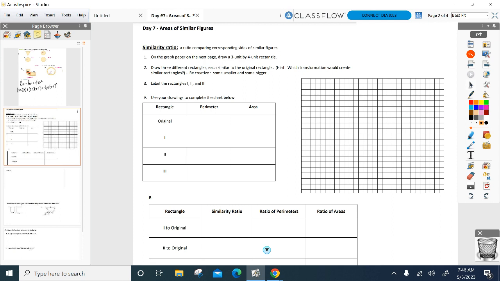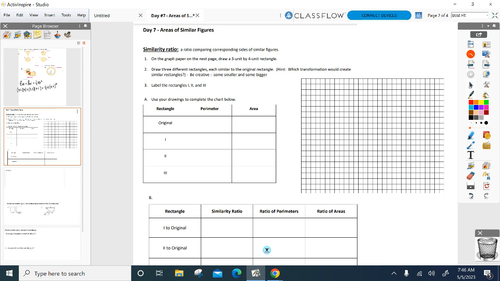What I would like you to do right now is make a 3x4 rectangle for me. All right? 3x4 rectangle on that piece of graph paper. So 1, 2, 3, 1, 2, 3, 4. Three by four. And this is what we're going to refer to as our original rectangle. So anytime we want to go back to the original, we're talking about this 3x4.